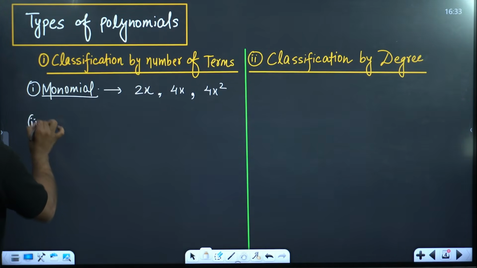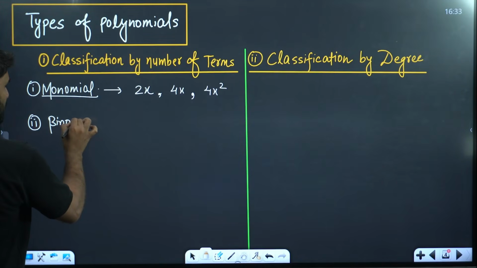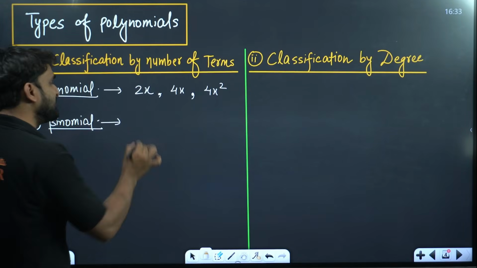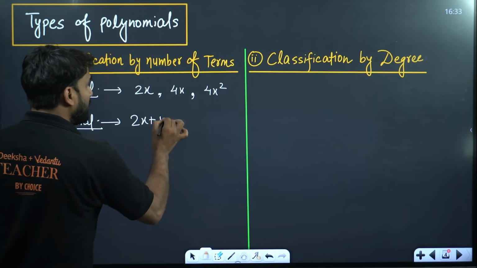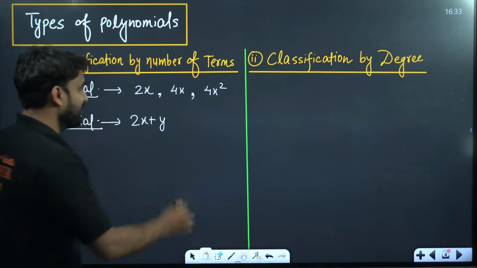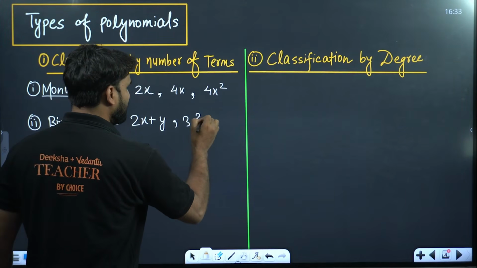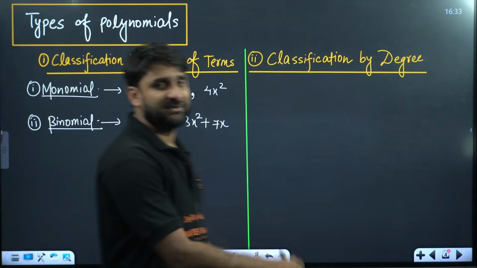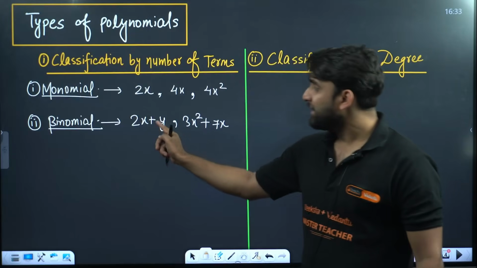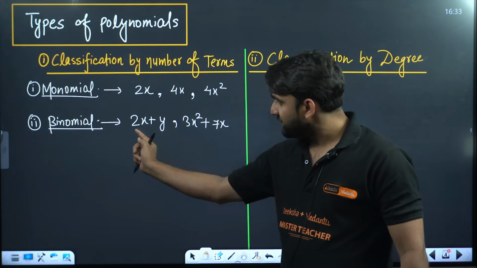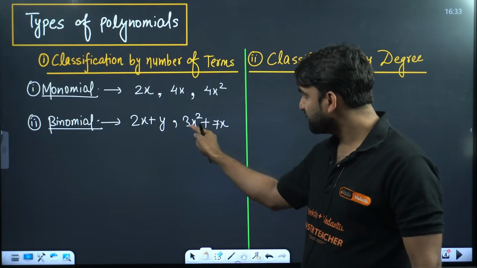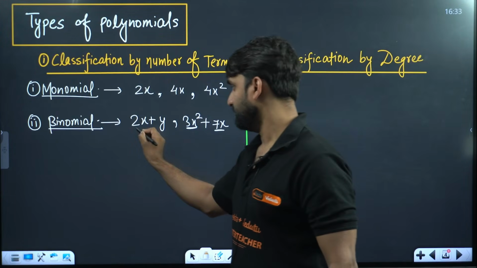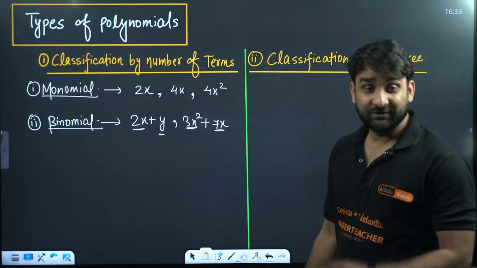The second is called, my dear, binomial. And what does binomial mean? Binomial means the polynomial which has two terms. For example, 2x plus y. For example, 3x square plus 7x. These are examples of binomial. Why? Because the add sign is there and there are two families, 2x and y. In 3x square plus 7x also, two families are there. One family, second family. So this is called binomial.